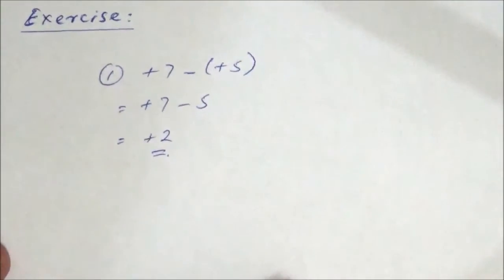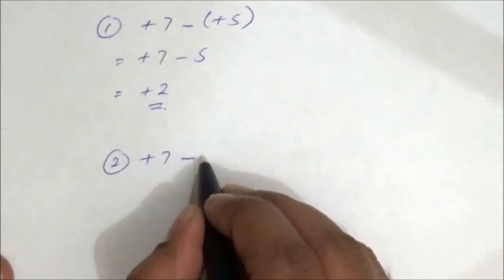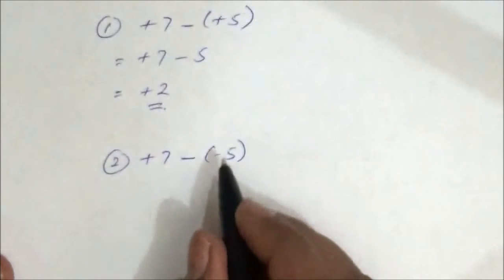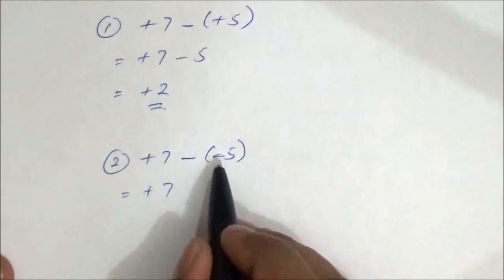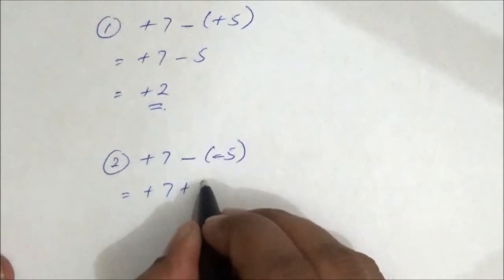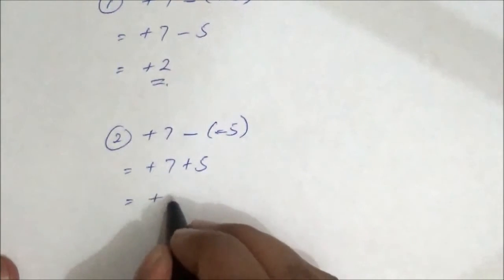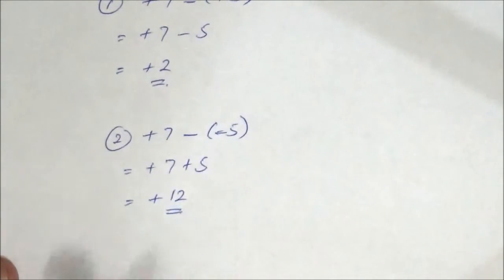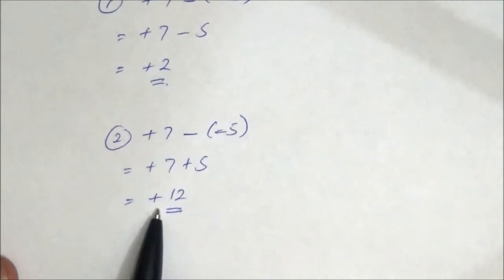Now the second sum. Plus 7 with, think about both becoming negative now. Outside is minus, inside is minus. Plus 7 minus minus 5. Then I can write plus 7. Same sign here, minus minus becomes plus 5. So plus 7 with plus 5 means the answer is plus 12, because both numbers are in the same direction. So then you can add.